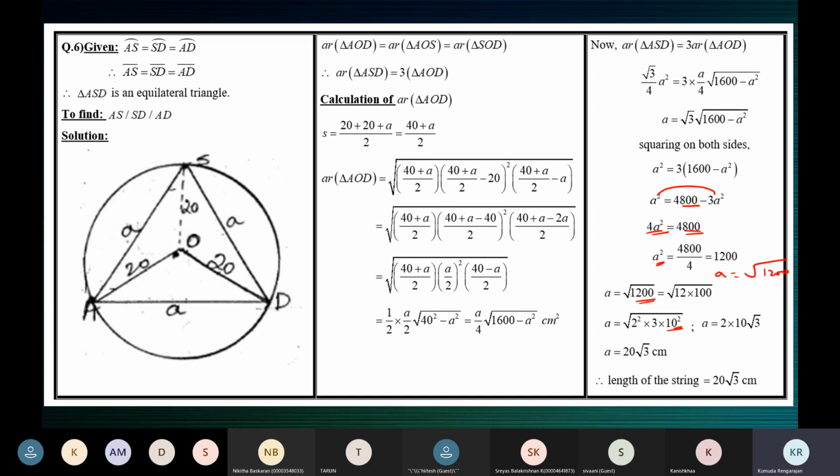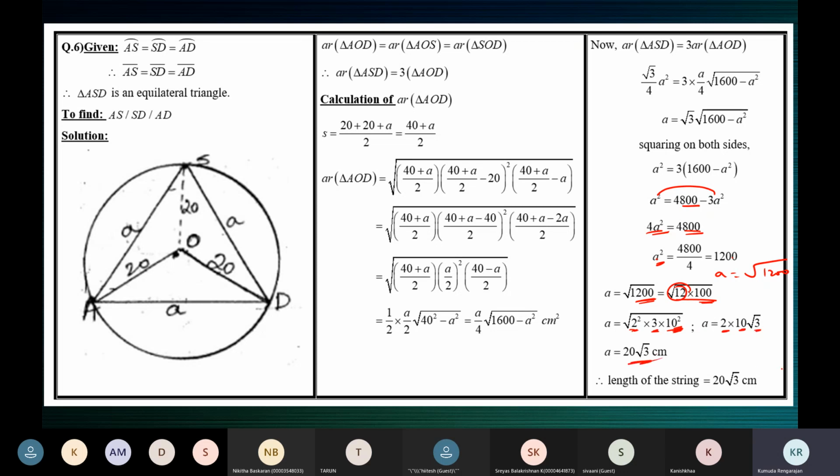Yeah. So the thing is, you'll have to express the square root of 1200 as a mixed surd. You do that, whichever way is comfortable for you. I have written 1200 as 12 into 100. Then 12 I have factorized as 2 square into 3. And this 100 is 10 square. So 2 2s, 1 2 comes out. 2 10s, 1 10 comes out. 3 remains under the square root. So it's 20 root 3.